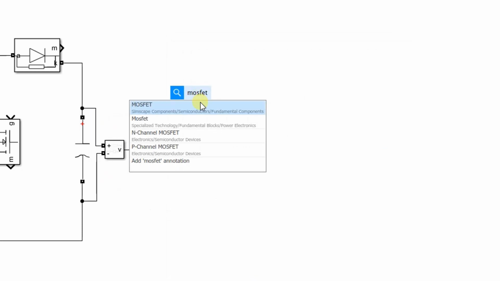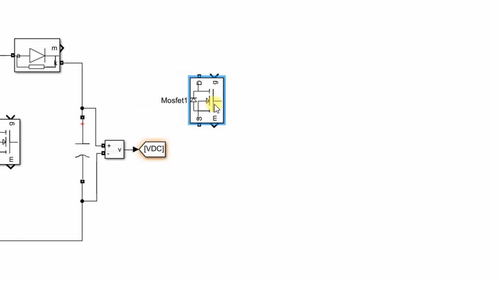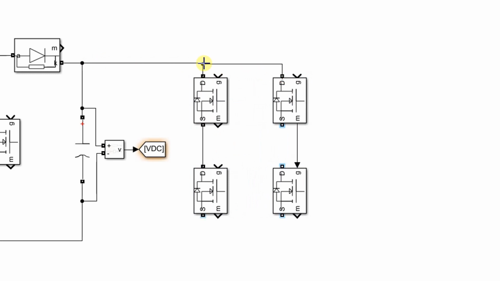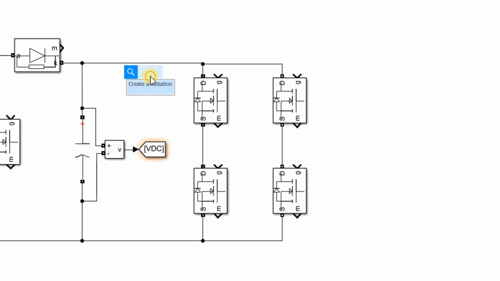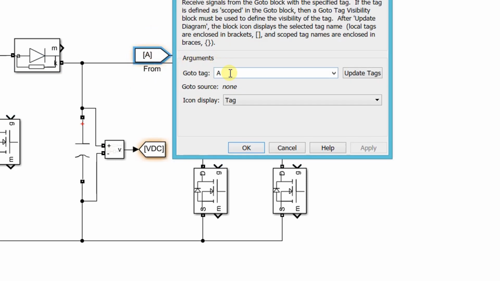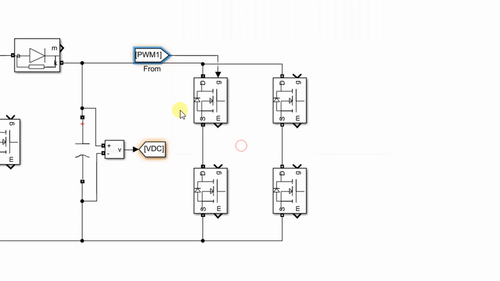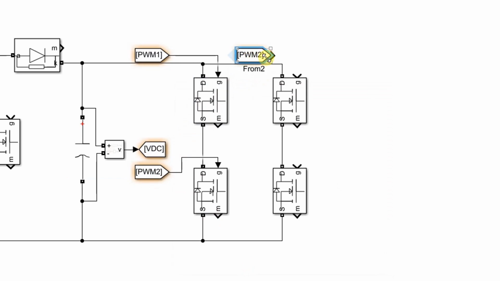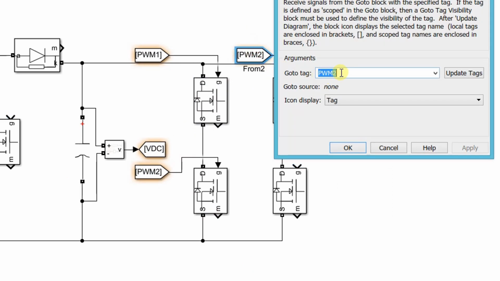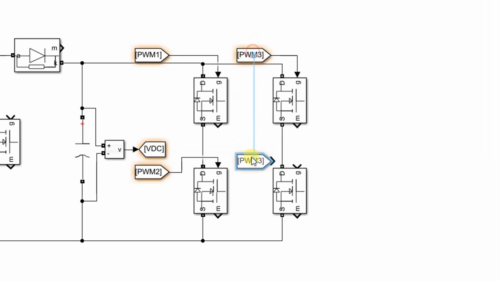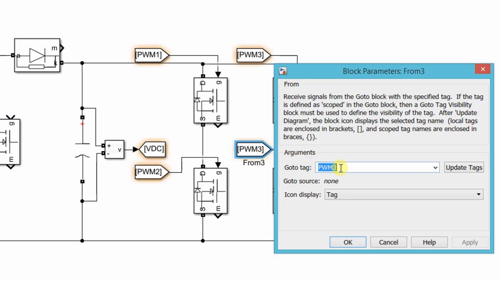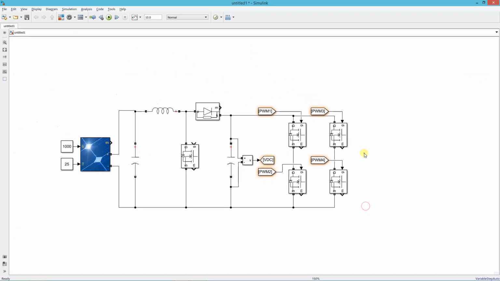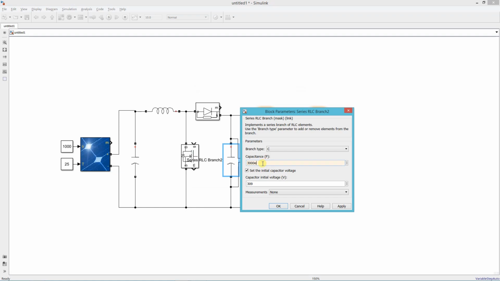Now add another MOSFET. Add a from block. Name it as PWM1. Name it as PWM2. Name it as PWM3. Name it as PWM4. This is the DC bus capacitor and set its value 3000 microfarad.